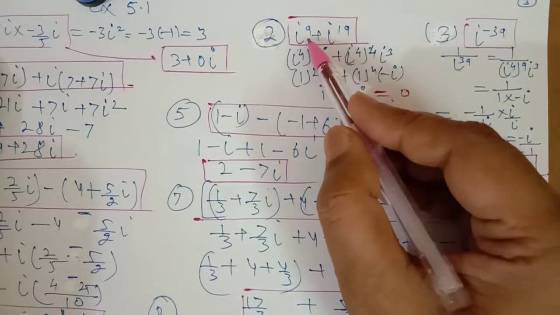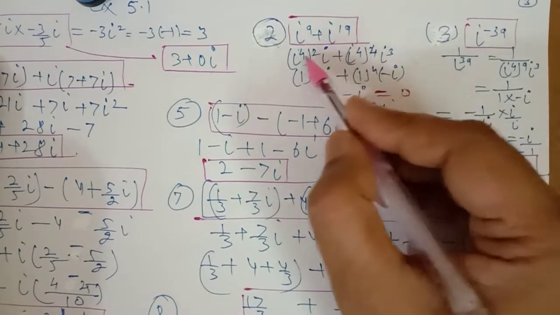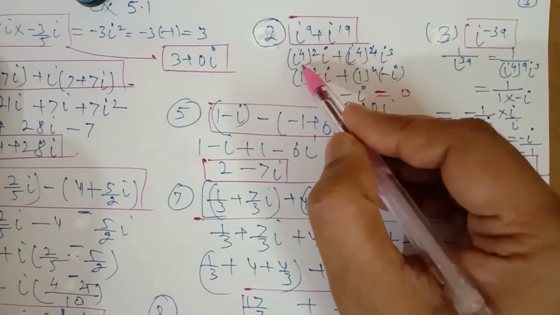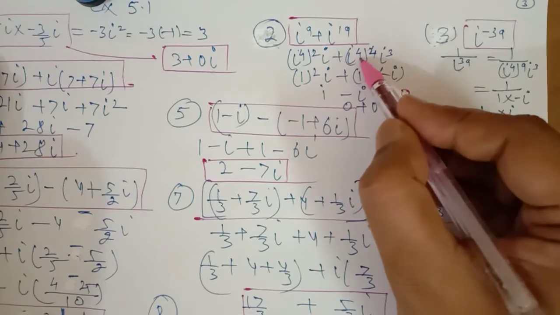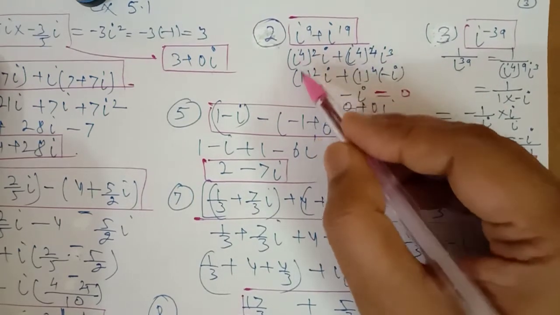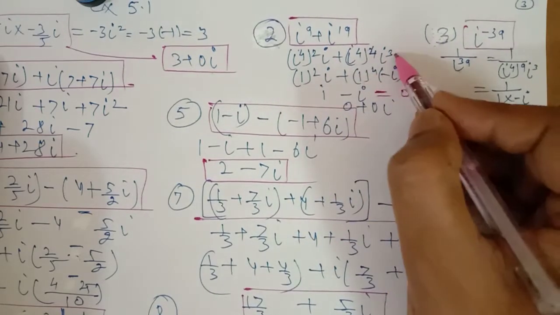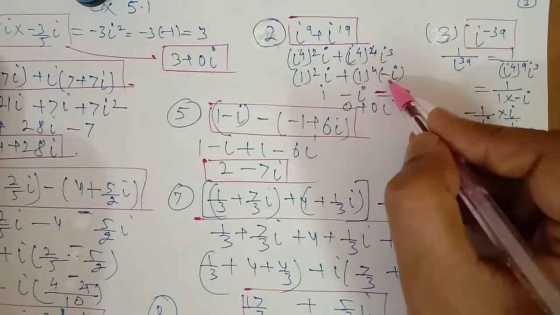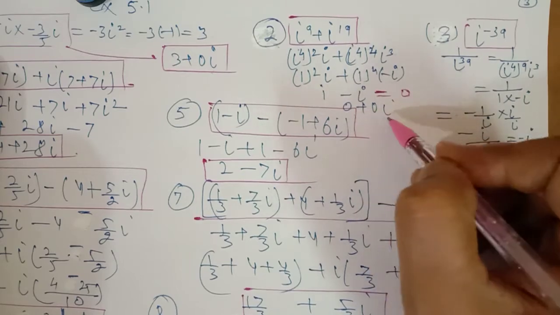Now i raised to power 9 plus i raised to power 19. Whenever we have a high power of i, you always convert it into a multiple of 4. So for i raised to power 9, you can write (i raised to power 4) raised to power 2 into i raised to power 1. For 19, you can write (i raised to power 4) raised to power 4 into i cube. The value of i raised to power 4 is 1, and i cube is minus i. So this comes out to be i minus i, which is 0, so it is in the form 0 plus 0i.